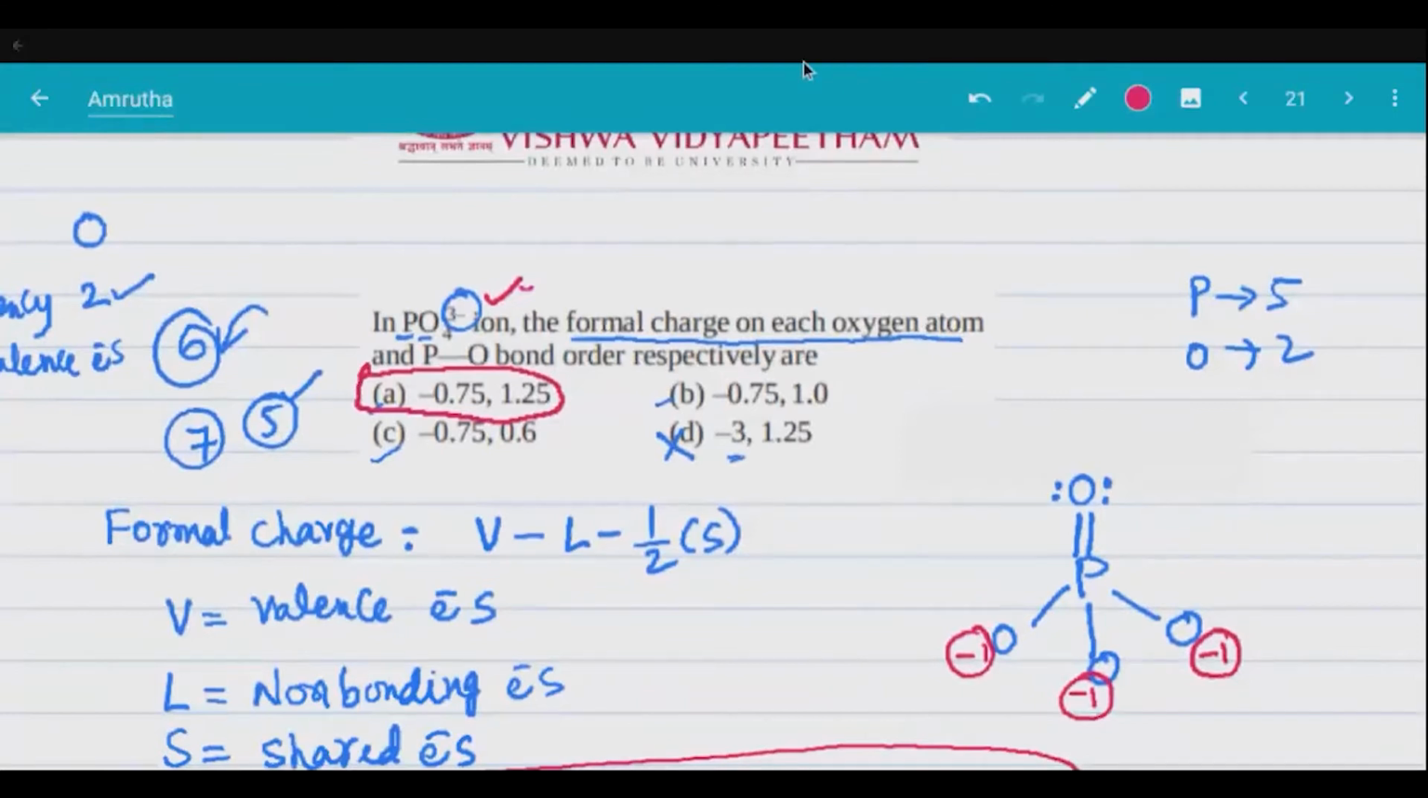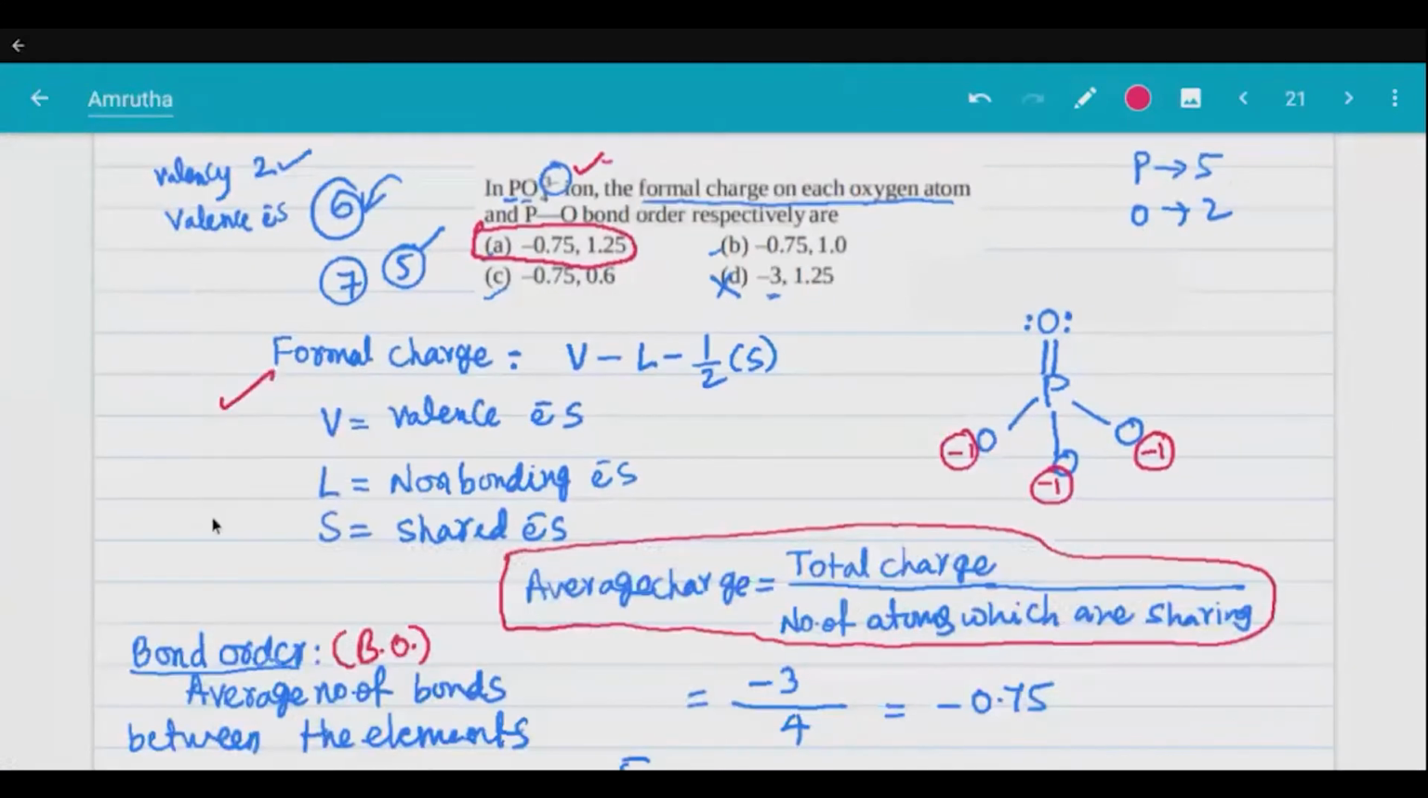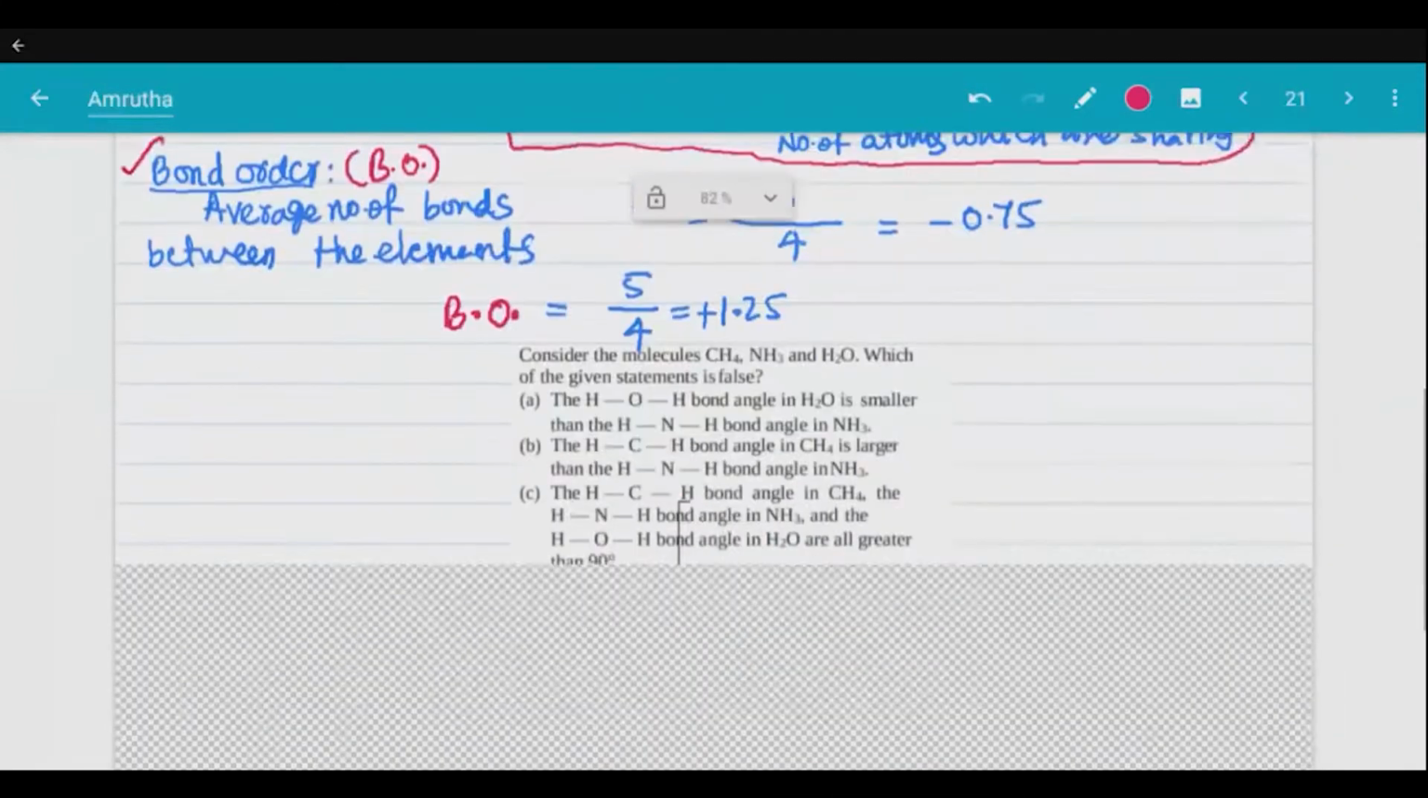Understood, everybody? So we calculated the average charge and also the average number of bonds. Is that clear? Two concepts should be very clear from this question: how do we calculate formal charge, and also how do we find out bond order? Two concepts with one single question.